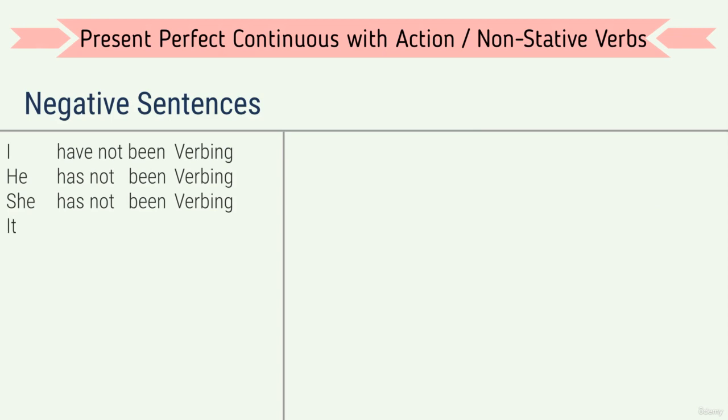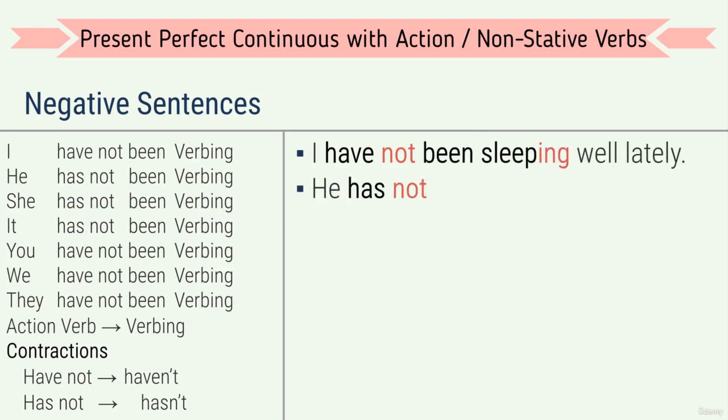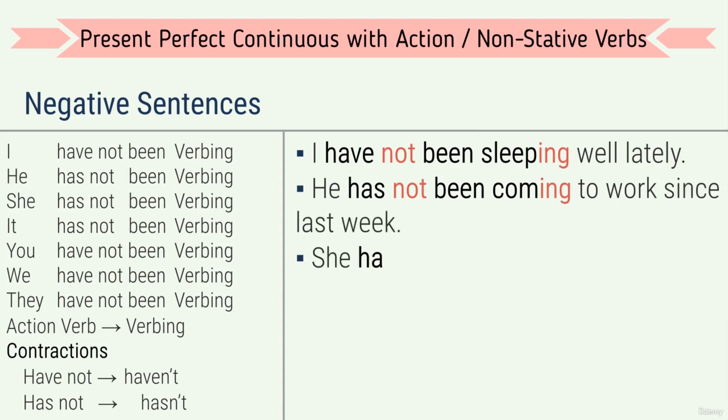For our negative sentence structure, it is our subject, I, you, he, she, it, we, they, have or has, not been, verb ing. So the important thing here is to make the sentence negative, we add not. For example, I have not been sleeping well lately. He has not been coming to work since last week.